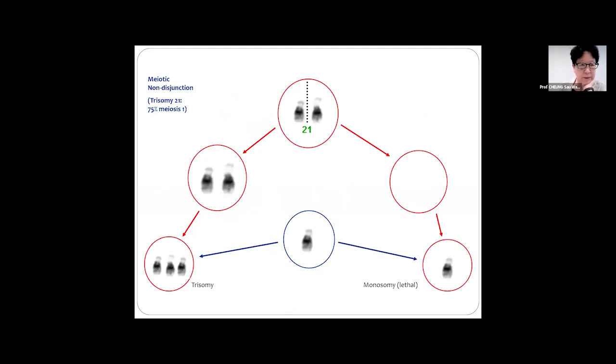So this is the meiotic non-disjunction, where you have two chromosomes that fail to separate and both go to the same cell as we age, and then fertilize with the sperm carrying 21, then you get trisomy 21.